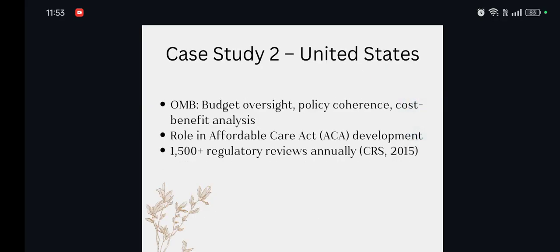Now, turning to the United States, the Office of Management and Budget (OMB) is a critical player in policy formulation. Beyond budgetary oversight, the OMB scrutinizes new regulations, ensuring they align with the President's policy agenda. A key example is the Affordable Care Act. The OMB was deeply involved in evaluating cost and suggesting policy changes to make the act feasible. Every year, the OMB handles over 1,500 regulatory reviews, underlining how bureaucratic review shapes US governance.